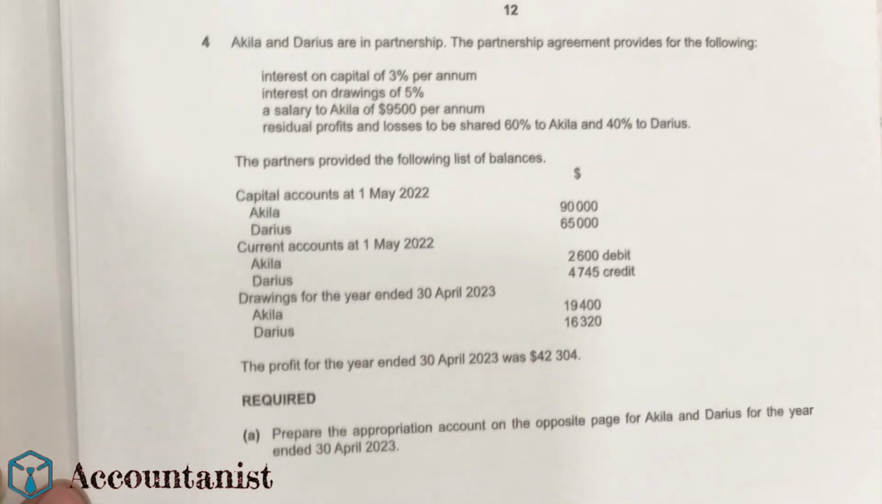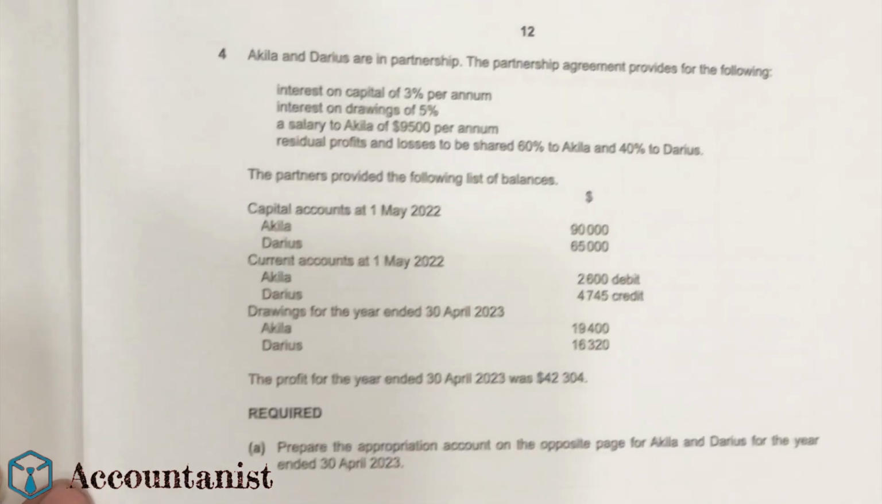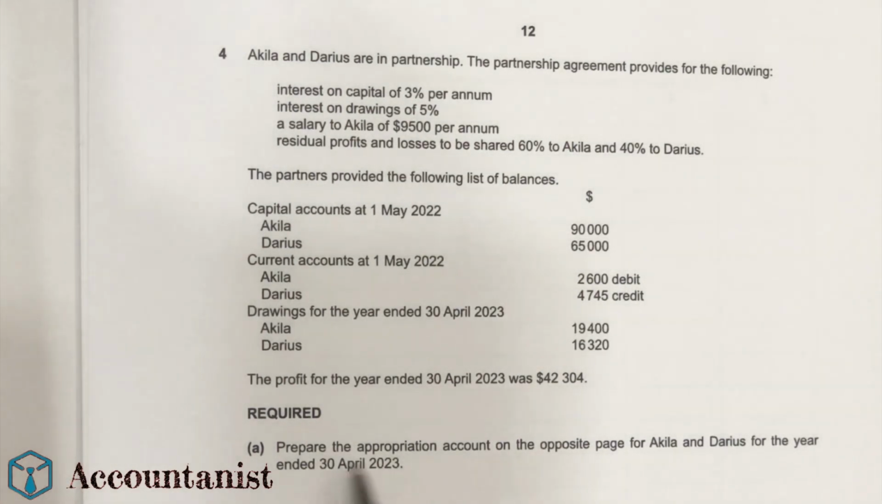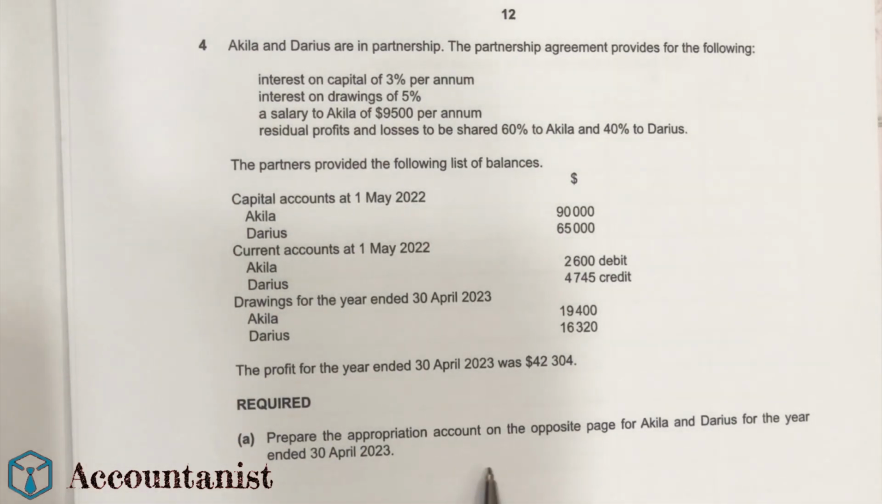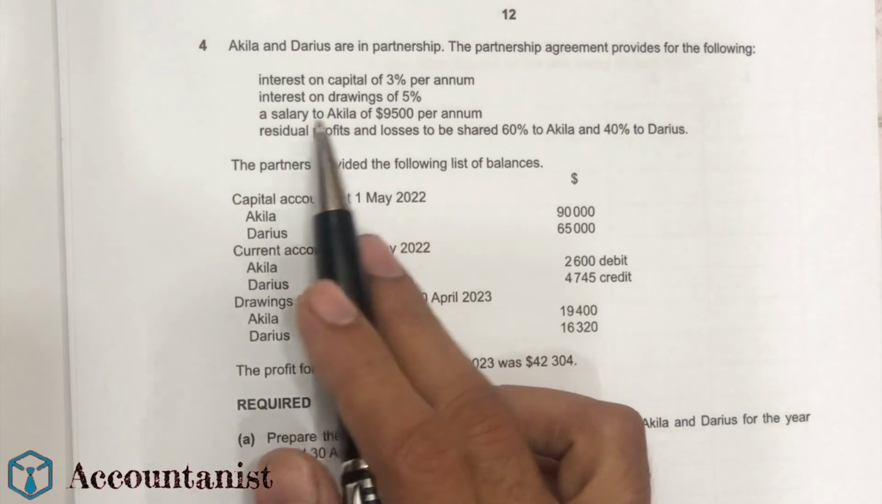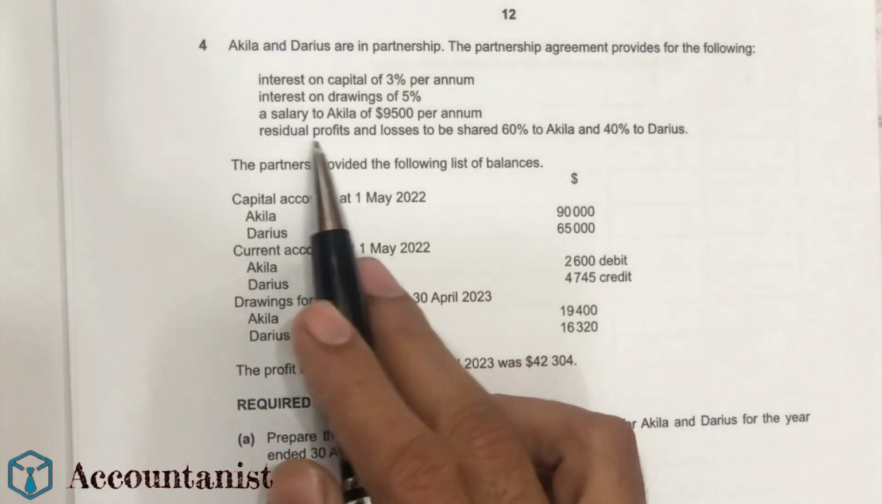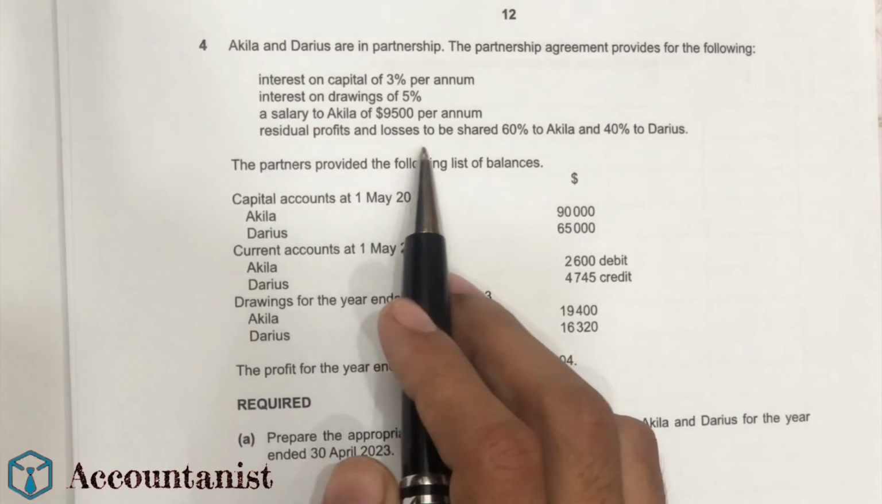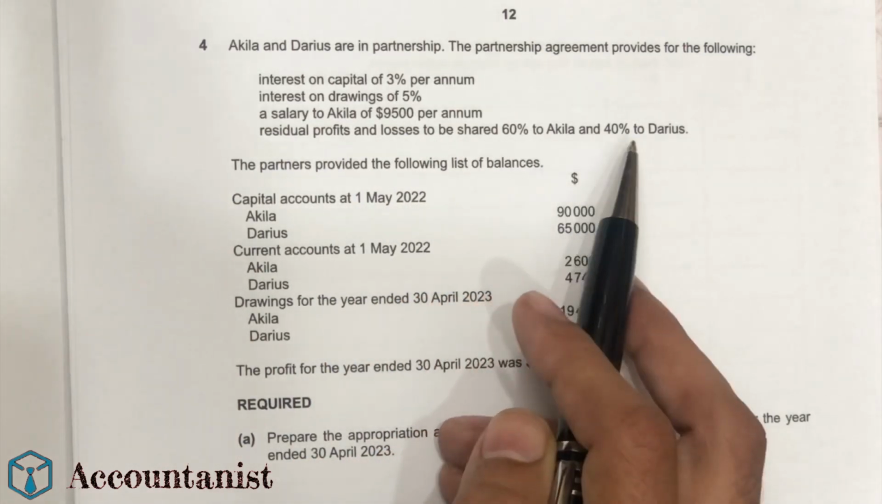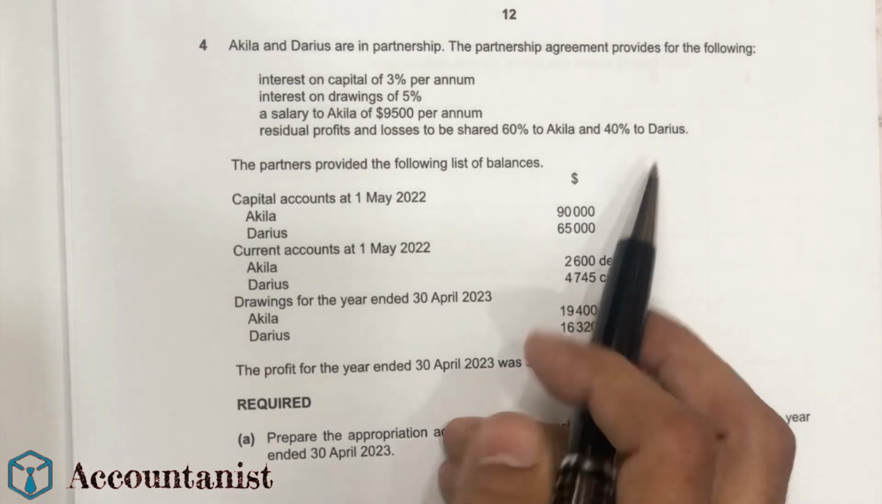So moving on to question number 4, here it says prepare an appropriation account for Aquila and Darius for the year ended 30th April 2023. So it's a partnership question. We have interest on capital, interest on drawings, a salary of 9,500 per annum, and residual profit and losses to be shared 60% to A and 40% to D.